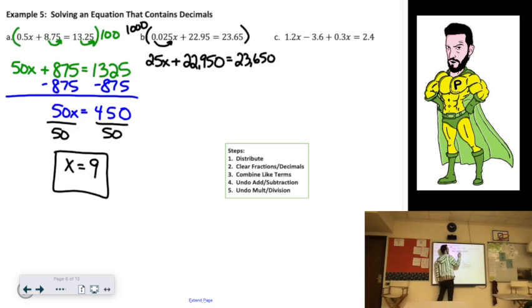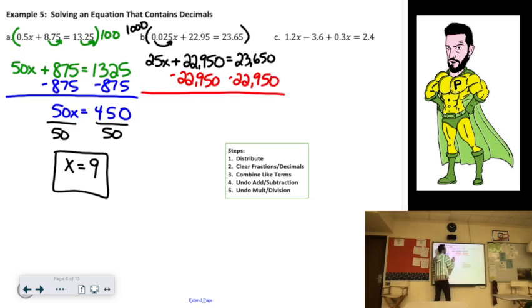Minus 22,950 minus 22,950. Now then, I think that's 700. 23,650 minus 22,950, 700. Can you tell it's the end of the week? My brain's a little exhausted. 25x equals 700. We're going to divide that by 25. And I believe that is 28. 700 divided by 25, 28.